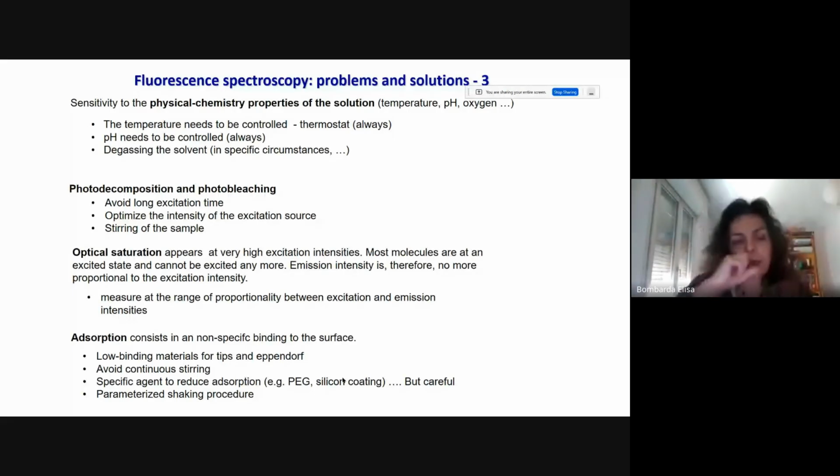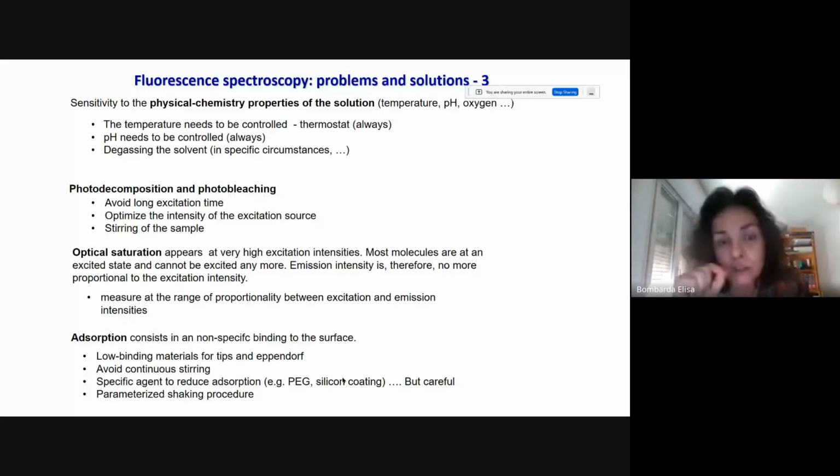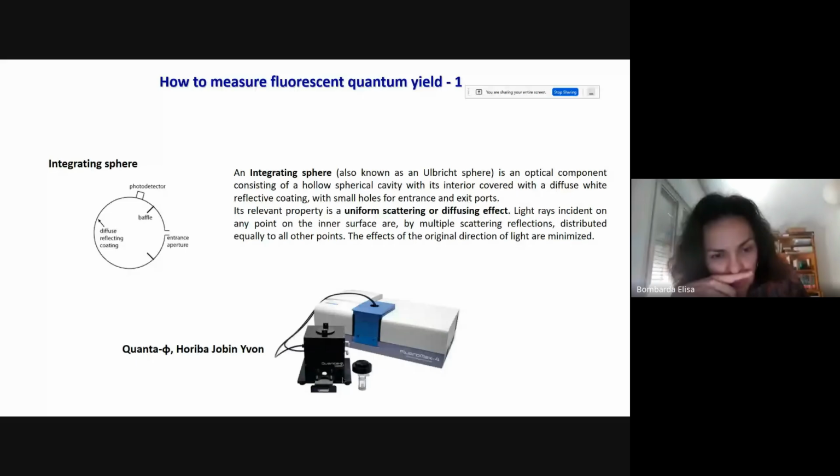So then I was seeing how the signal was changing as a function of a specific shaking, and I used this for correcting the signal when I was really doing my titration afterwards.